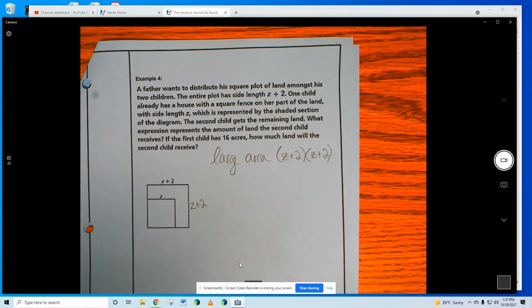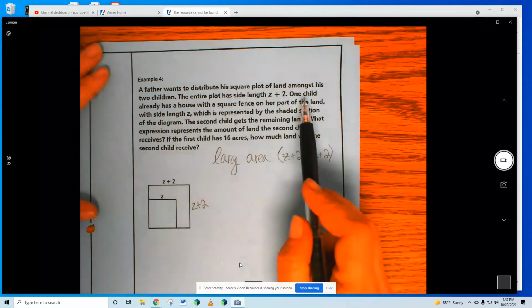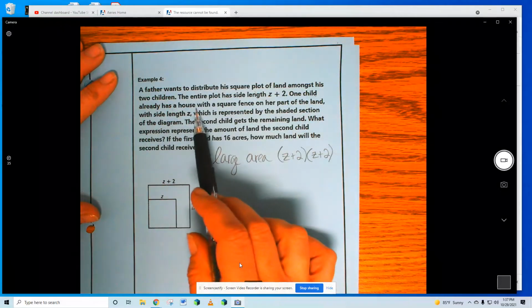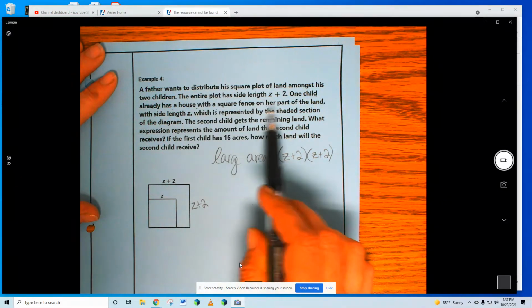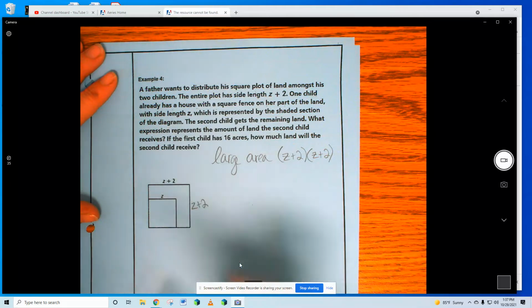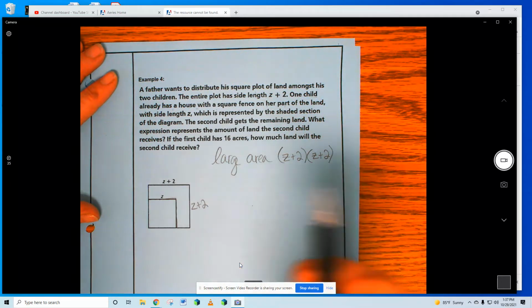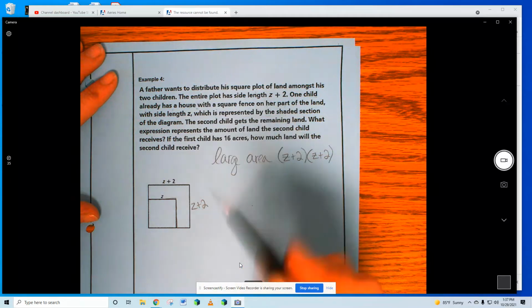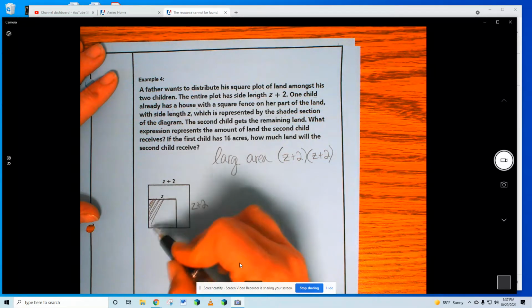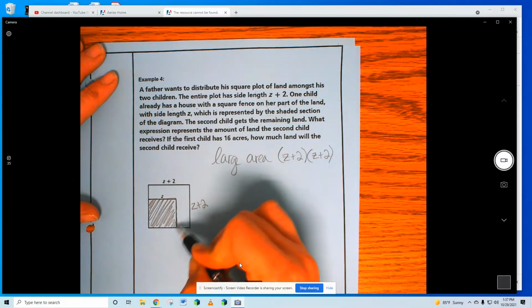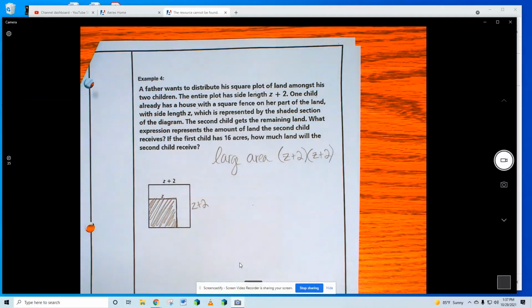Okay, let's keep reading. One child already has a house with a square fence on her part of the land. This is side Z. This is where the daughter lives, which is represented by the shaded section. So I'm going to shade it because I didn't have that before.